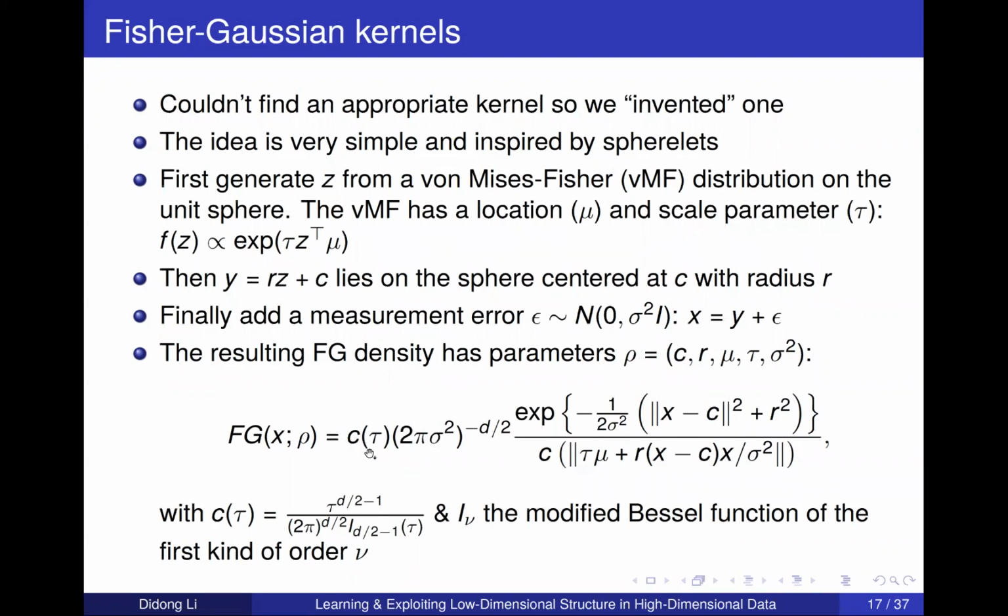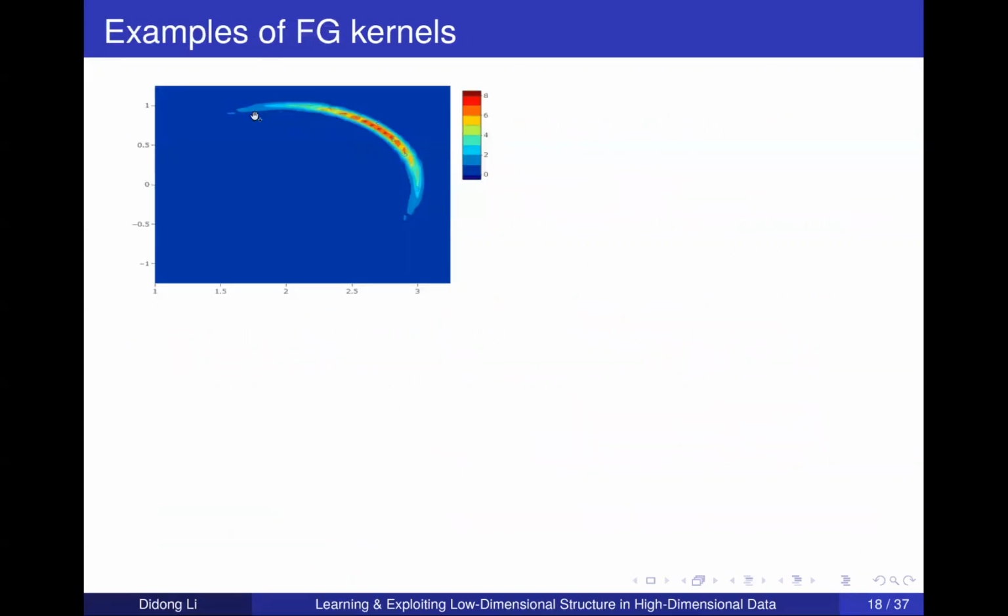And we have a normalizing constant here, which depends on the modified Bessel function of the first kind. This is not surprising because if you integrate something on the unit sphere, you will get this modified Bessel function. So let's look at what this kernel looks like. Here's one example of this Fisher-Gaussian kernel.